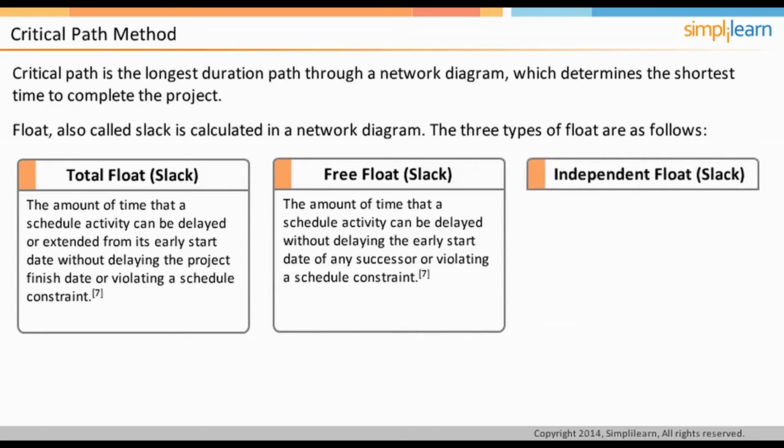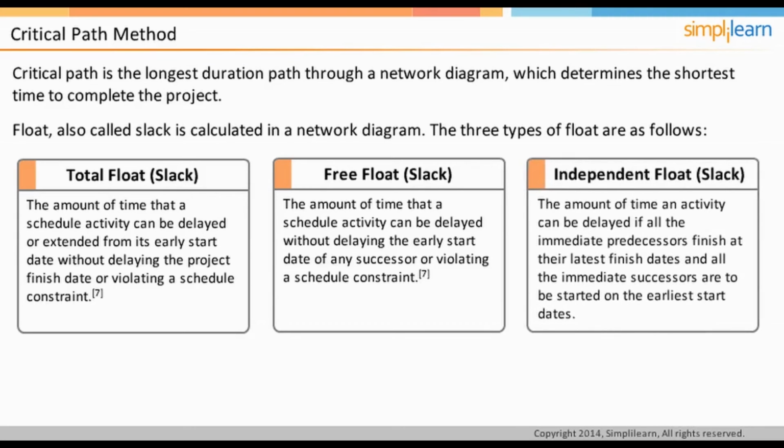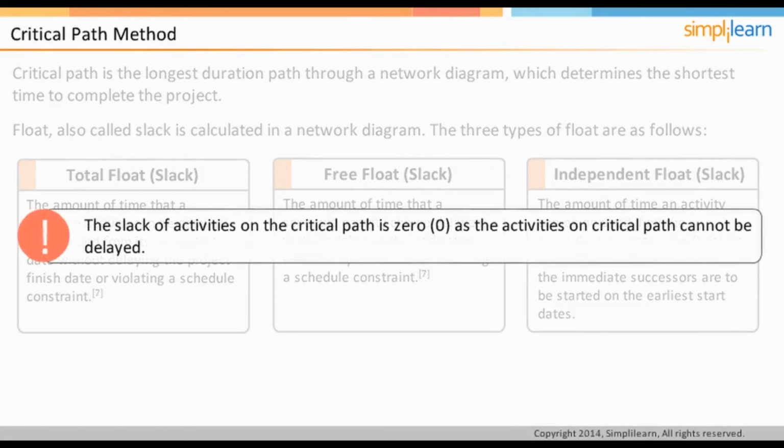The last type is independent float, which is the amount of time an activity can be delayed if all the predecessors finish at their latest finish dates and you want to start all the immediate successors at their earliest start dates. The slack of the activities on the critical path is 0, because there is no scope to delay activities on the critical path. Critical path actually represents the project duration.